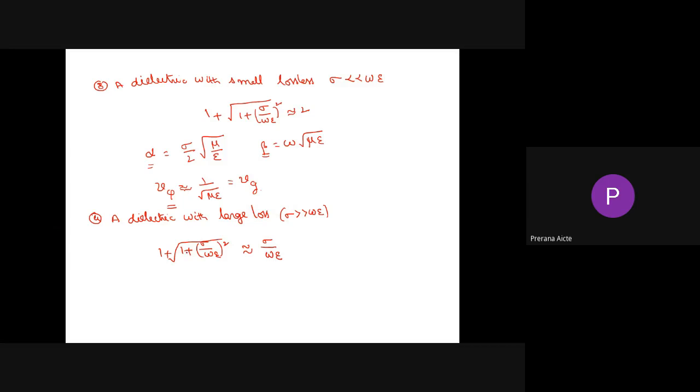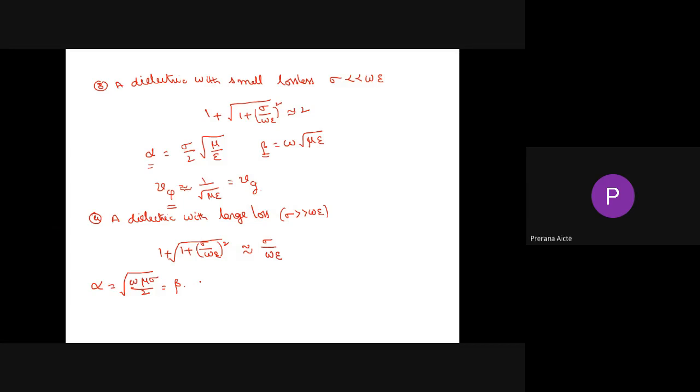Okay, this one you can neglect and this one you can also neglect, and the square root cancels, then it becomes sigma by this one. Therefore, attenuation constant alpha is equal to square root of omega mu sigma by 2, that is also equal to beta. Okay, attenuation constant is equal to phase constant, that is equal to square root of omega mu sigma divided by 2, if it is a dielectric with large loss.